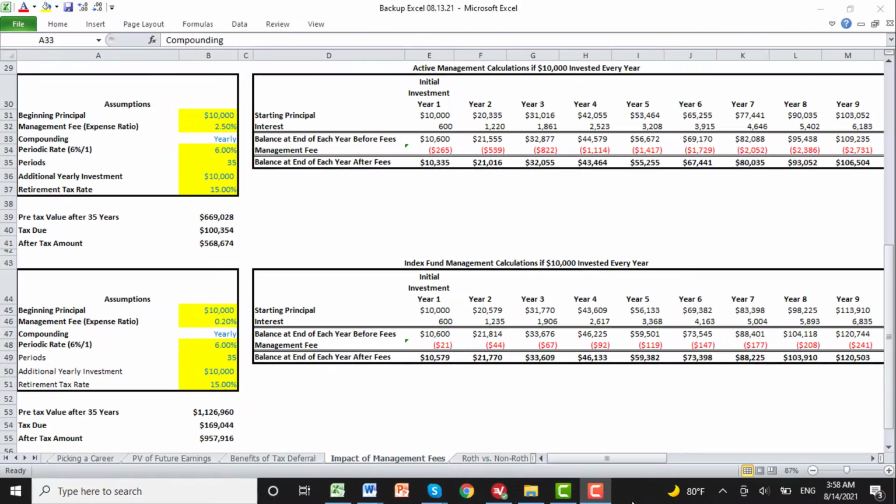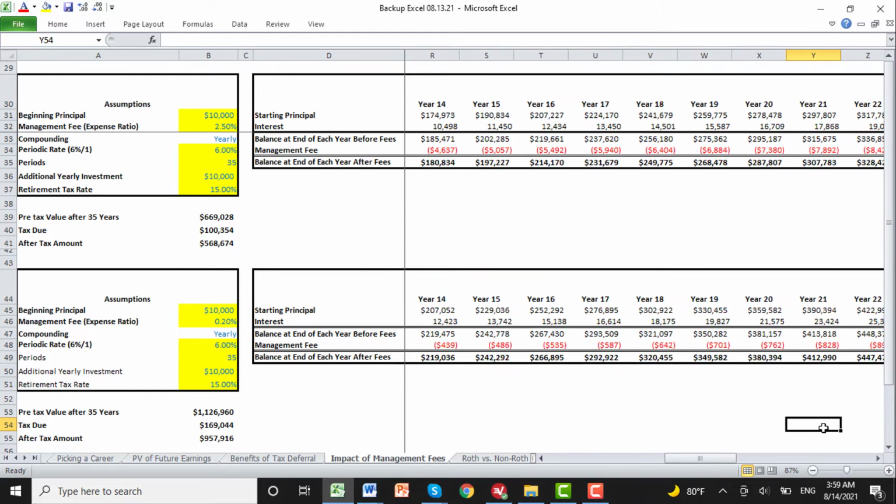So I have another example in the same Excel tab that shows the difference of ending account values assuming a $10,000 contribution is made not only at the beginning of the first year, but every year for the entire 35-year period. So if we take a look at the Excel, and I'm not going to go through the calculations again in detail because it's really the same methodology as before, you can see in the assumptions, in addition to the beginning principal, I've added an input for a yearly investment amount.